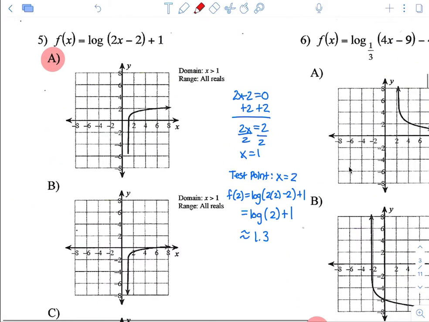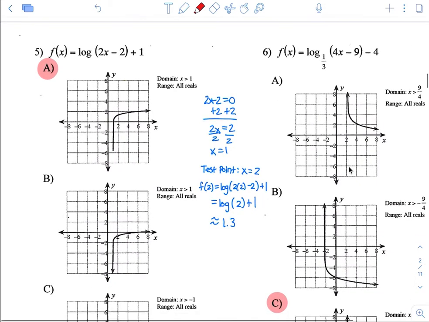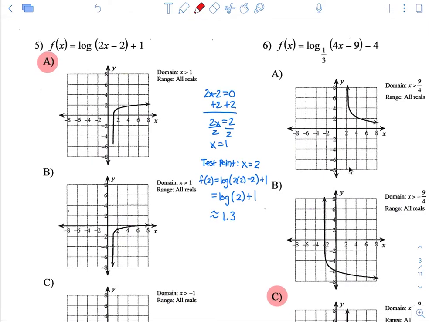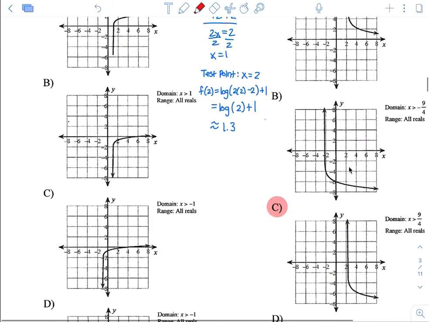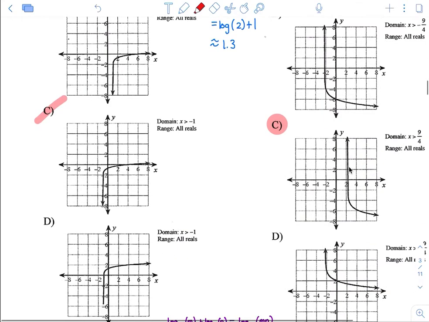Number 5. Set the parentheses equal to 0. So we got this, add both sides by 2, then divide by 2, and you get x is equal to 1. So x has to be greater than 1 for the domain, so that A works, B works, C does not work, D does not work.